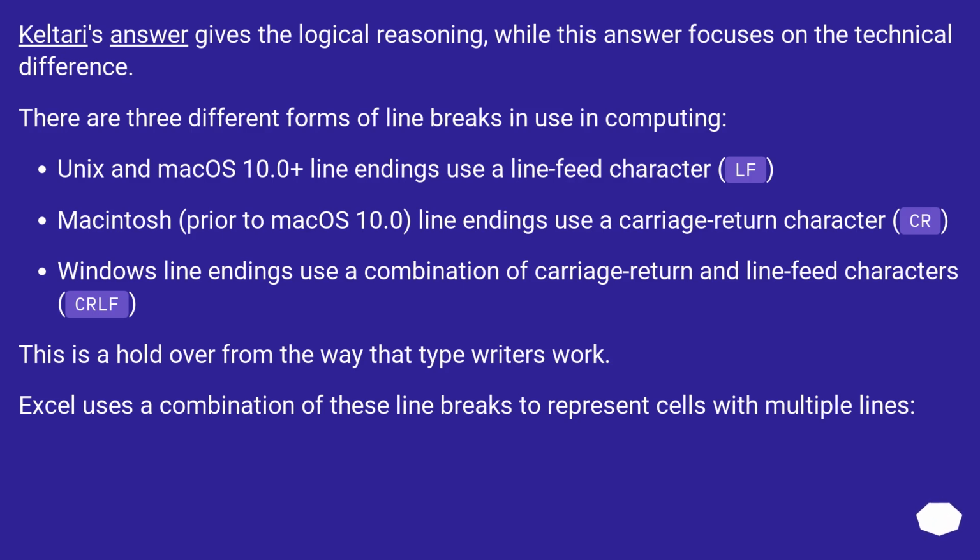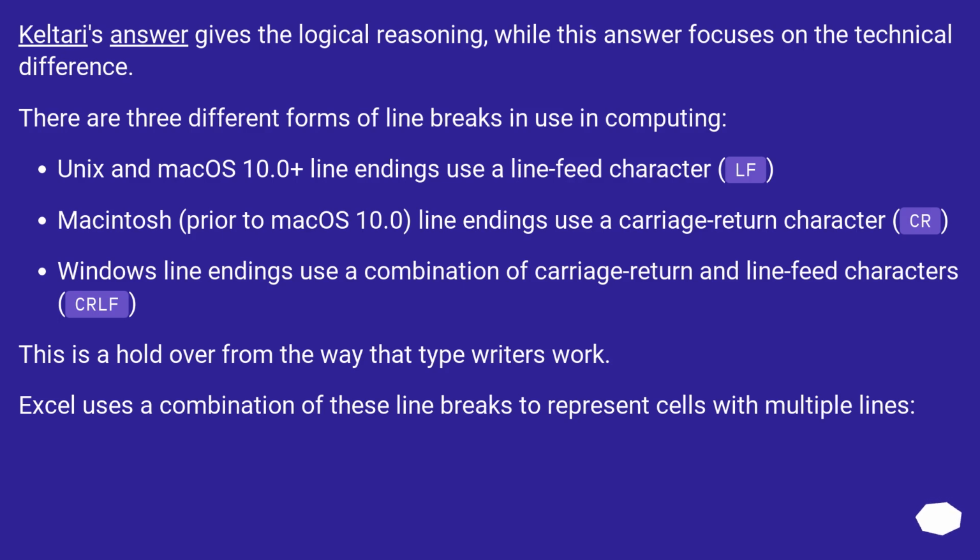Keltari's answer gives the logical reasoning, while this answer focuses on the technical difference. There are three different forms of line breaks in use in computing. Unix and macOS 10.0+ line endings use a line feed character, LF. Macintosh, prior to macOS 10.0, line endings use a carriage return character, CR. Windows line endings use a combination of carriage return and line feed characters, CRLF. This is a holdover from the way that typewriters work.